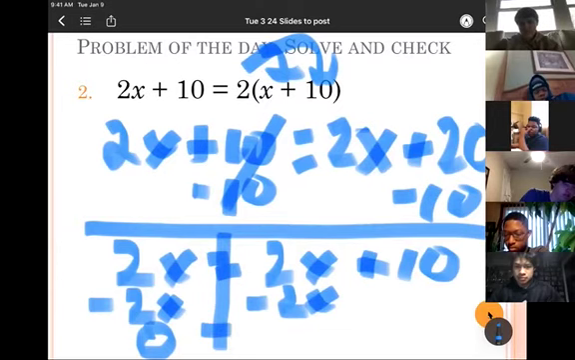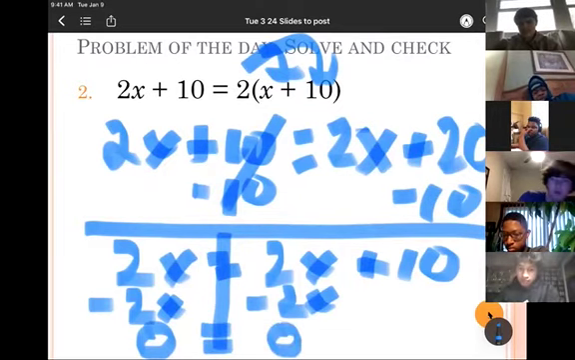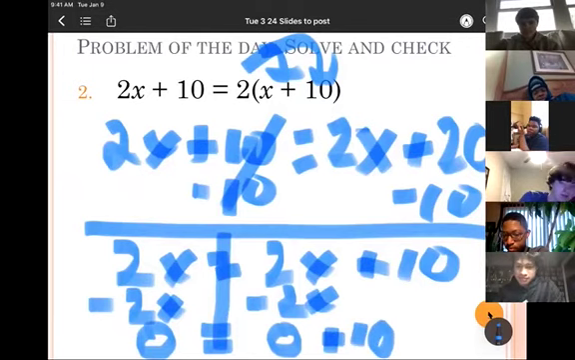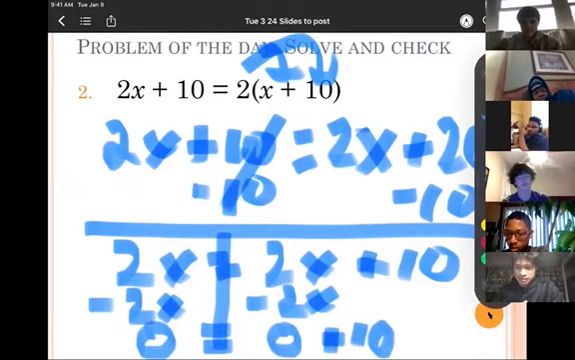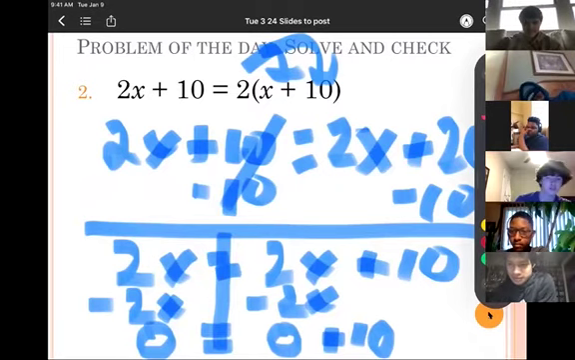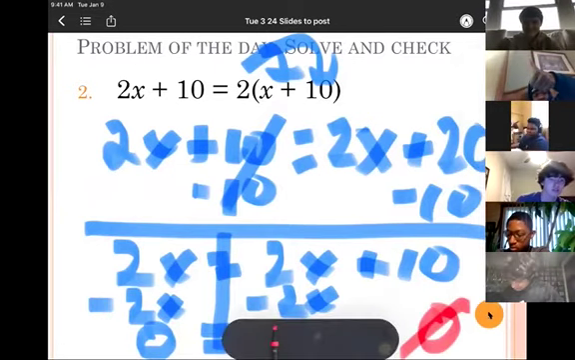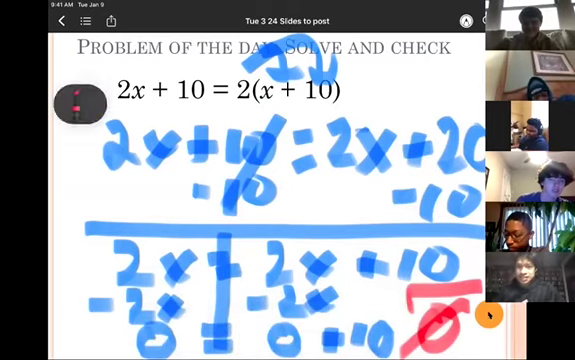And that is equal to, what's 2x minus 2x? 0. 0 plus 10. So then it would just be 0 equals 10. So 0 equals 10. Can 0 equal 10? No. So it'd be no solution. No solution.